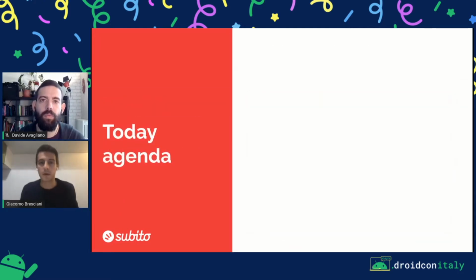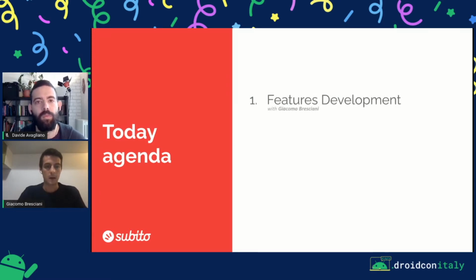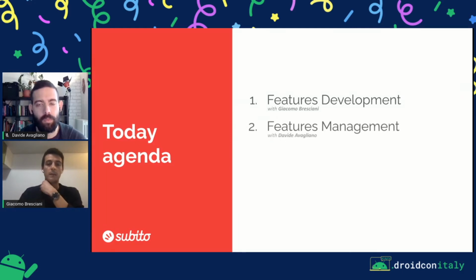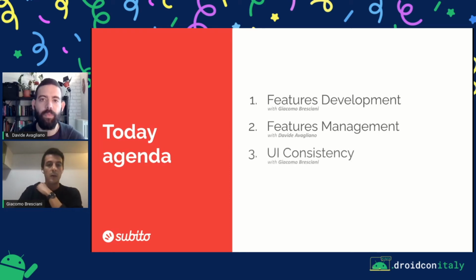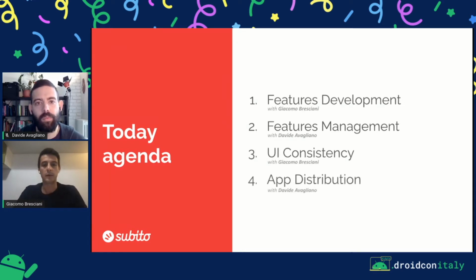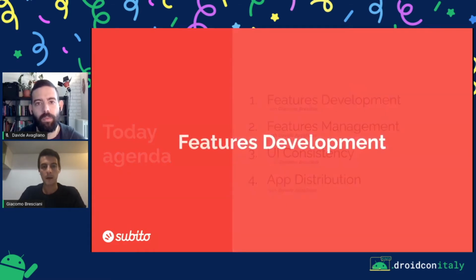So today we're going to talk about 4 main challenges that we faced when trying to scale our Android app and how we approached them. The first one will be the features development, so how we made the features development straightforward and scalable with 6 teams working on the same app. How we manage all those features that we develop. How we manage to keep the UI consistent all over the app. And finally, how we made the process of distributing to up to 3 million users as painless as possible.